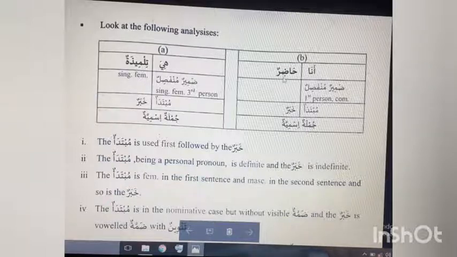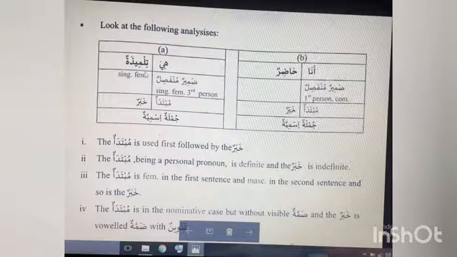Now here "ana hazirun". Ana is zamir munfasil. See, it's mubtada. It's static at the ending. Its last does not change. So ana is mubtada. It's in nominative case. Hazirun is khabar marfu. It's also in nominative. "Ana hazirun" means I am present. Ana is mubtada. Hazirun is khabar. Both become a nominal sentence. And in Arabic we say jumla ismiya.